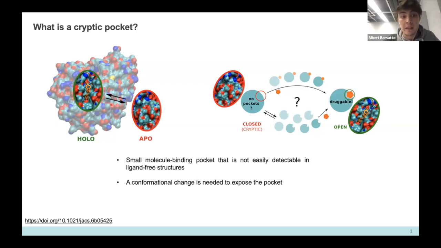Basically, it is a pocket that is only detectable in its ligand-bound state, and is not easily detectable in its apo state. A conformational change is required in order to expose these kinds of cavities. And we can have different mechanisms that underpin the opening of these cryptic sites. We can think about a mechanism like conformational selection, in which we have an equilibrium between open and closed states of the pocket. Or we can also have, of course, a ligand-induced mechanism, in which the ligand is actually inducing the opening of the pocket, and sometimes also a mix of the two.